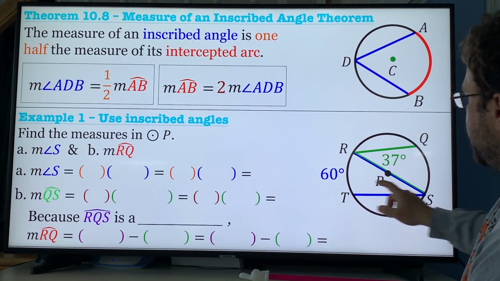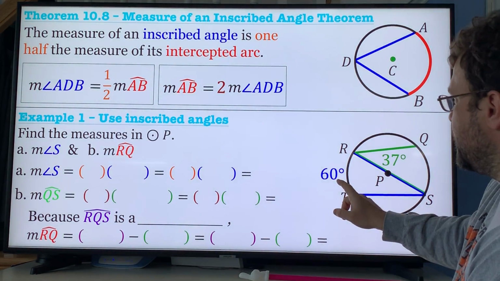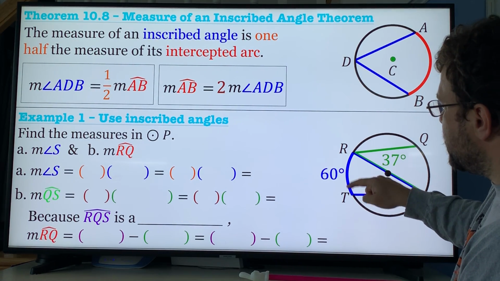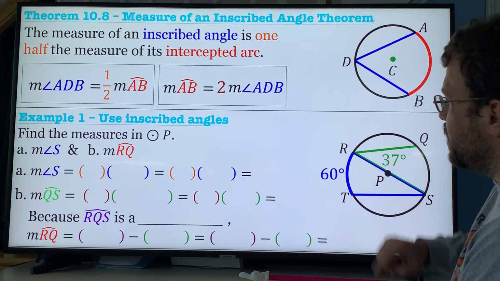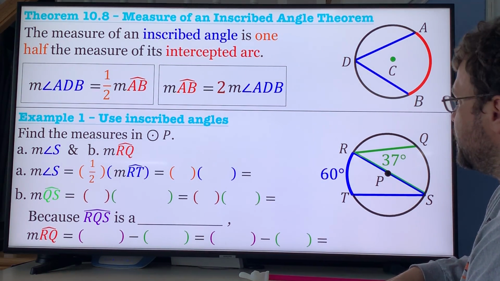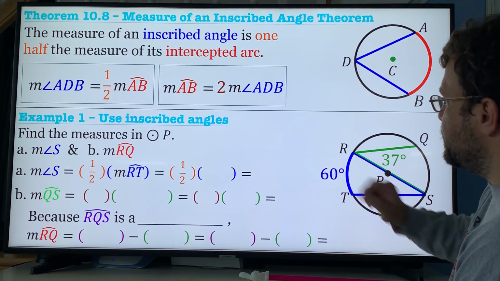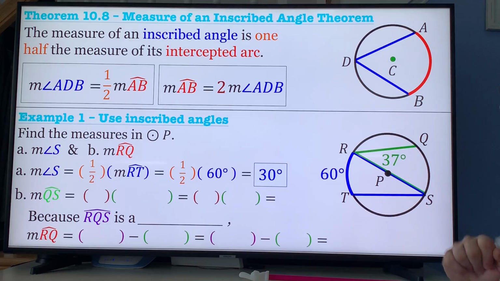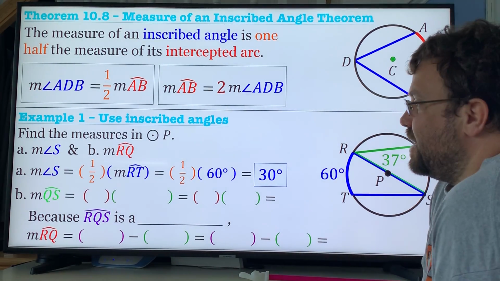S is right here. So if this is 60, S is what compared to this? Well, we're going to use this arc, the inscribed arc RT, and S is half of the measure of arc RT. So it's half of 60. Half of 60 is 30. And that's all there is to this. Yes, it is that easy.